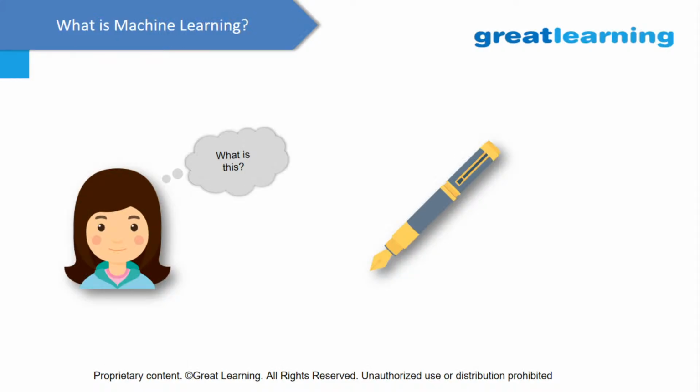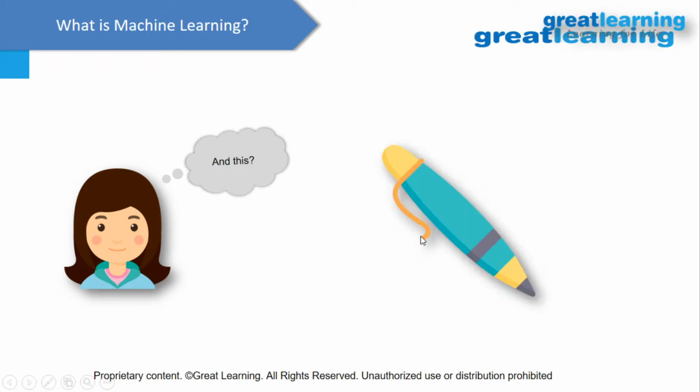Right. So let's start off with a very simple question. What exactly is machine learning? To answer that, let's take this example. What do you see in this slide? What is this? It's a pen, isn't it? Now, what is this again? Well, this is a pen too. And what about this? Well, this again is a pen.